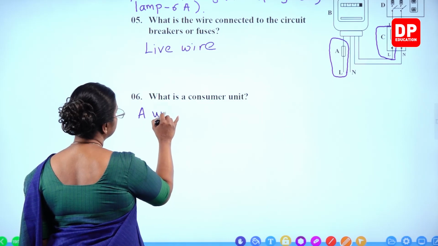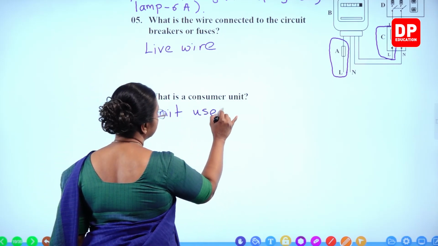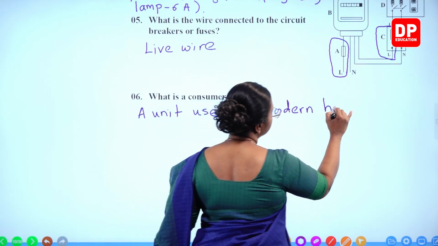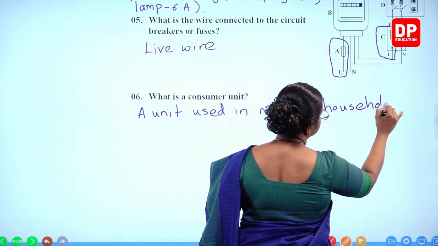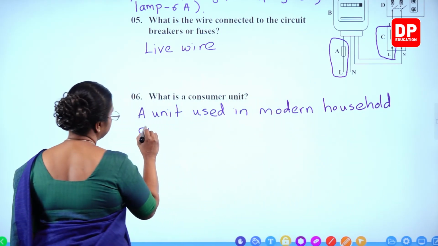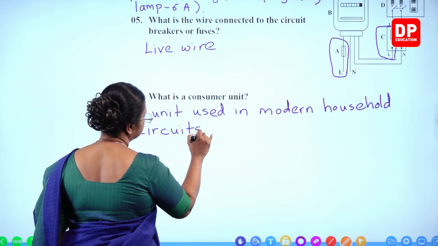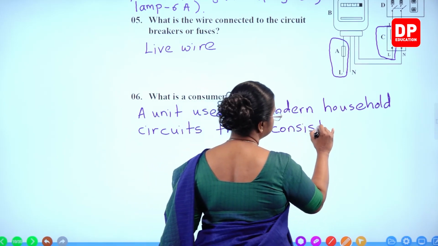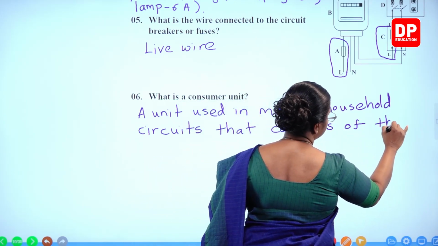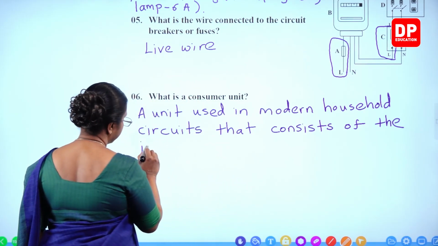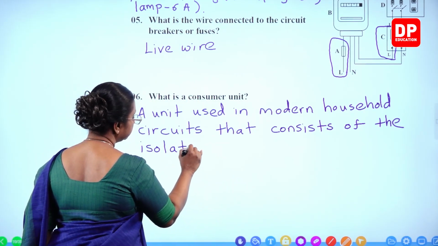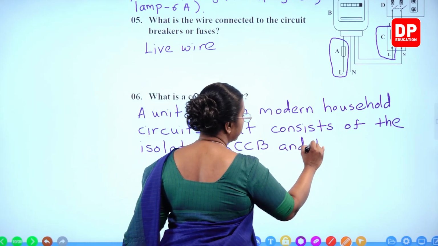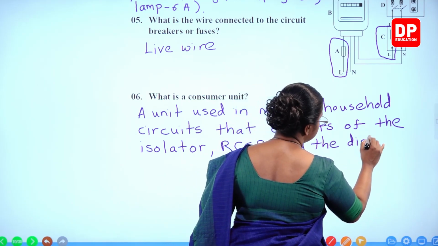a unit used in modern household circuits that consist of the isolator, RCCB, and the distribution box.